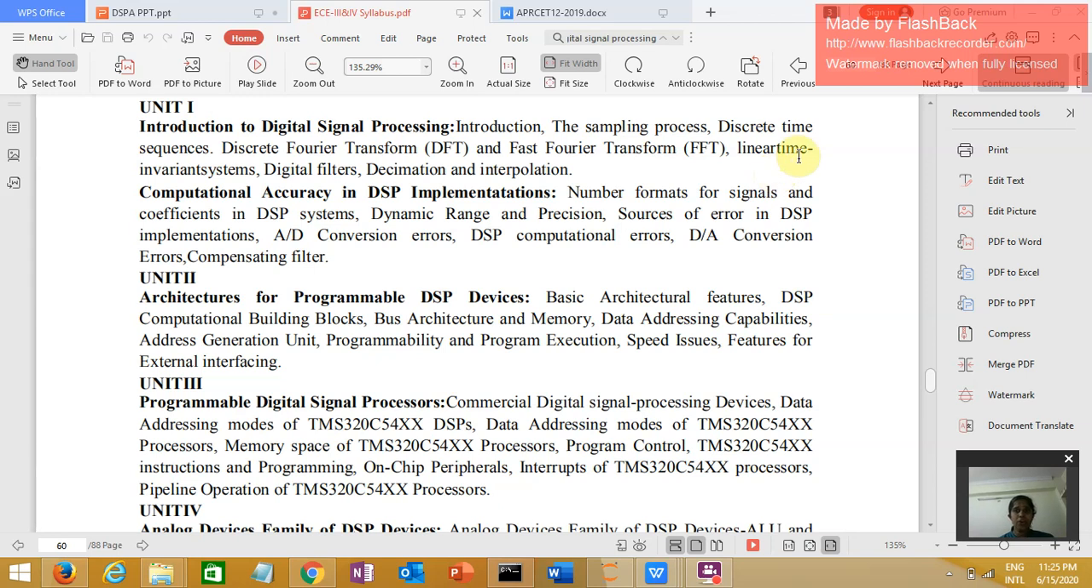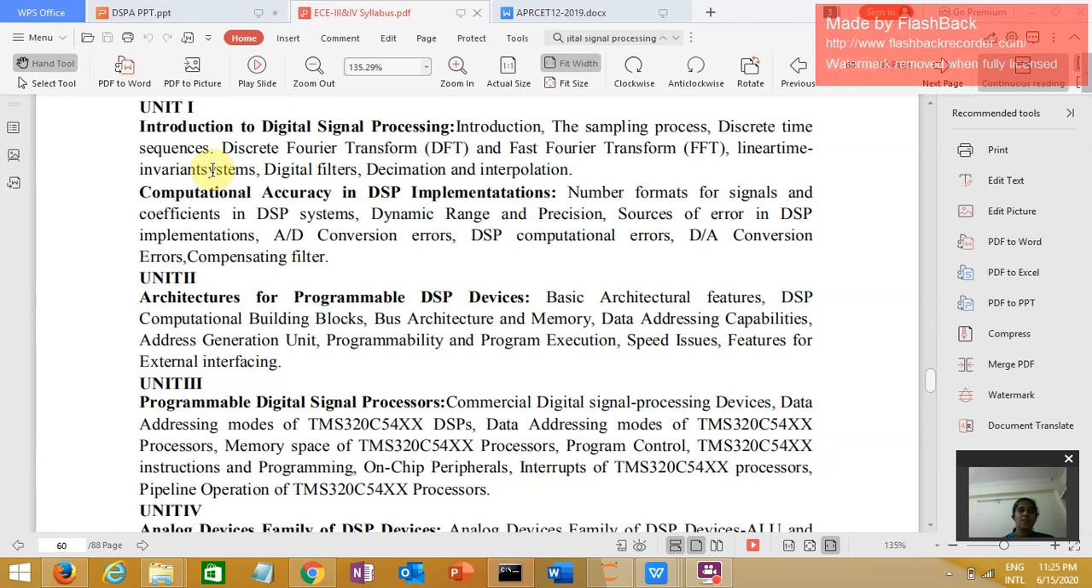And later on we are going to discuss linear time invariant systems. What is a linear system and what is a time invariant system? Why is it called a linear time invariant system? Linear systems are the systems to which the superposition principle applies. And for time invariant systems, the input and output relationship will be the same at any point of time.